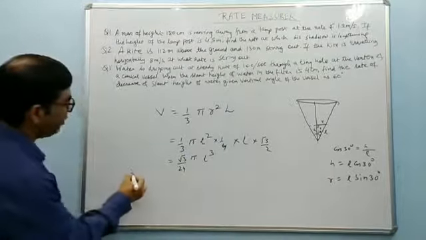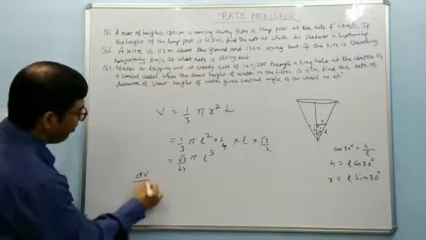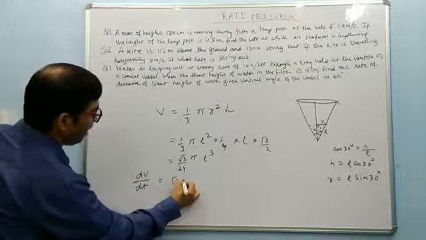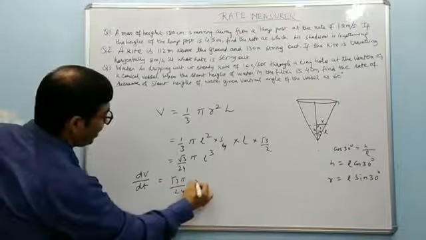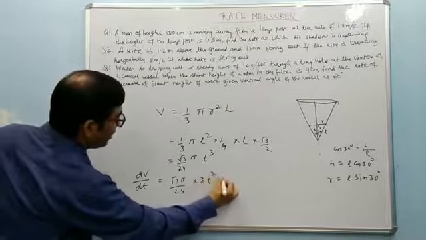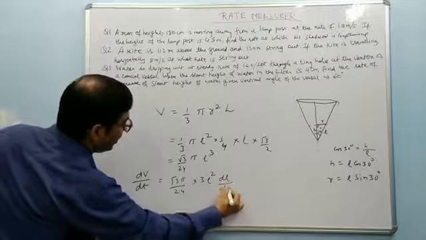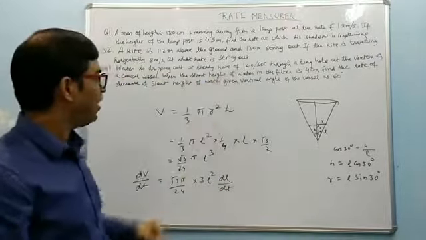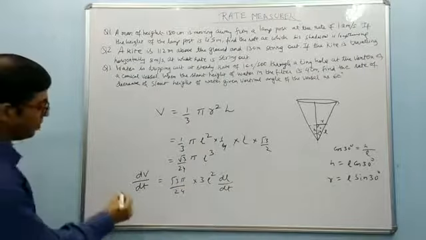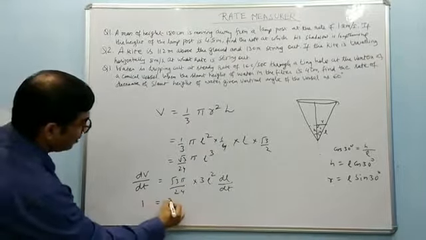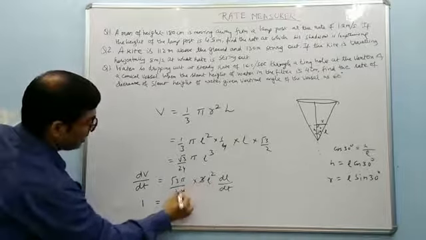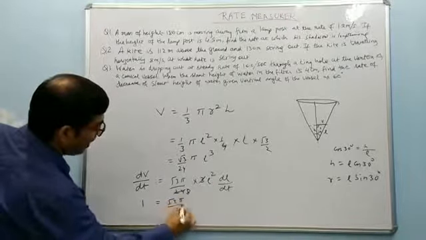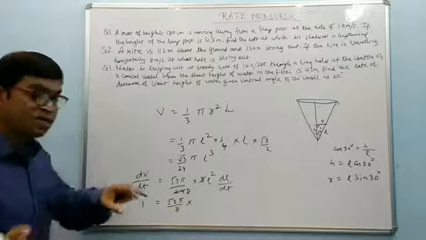Now you just differentiate with respect to t. So dV by dt is going to be root 3 pi by 24 into 3L squared dL by dt. Now you see that dV by dt is given as 1 cubic centimeter per second. So 1 equals, if you cancel out, root 3 pi by 8 into L squared.